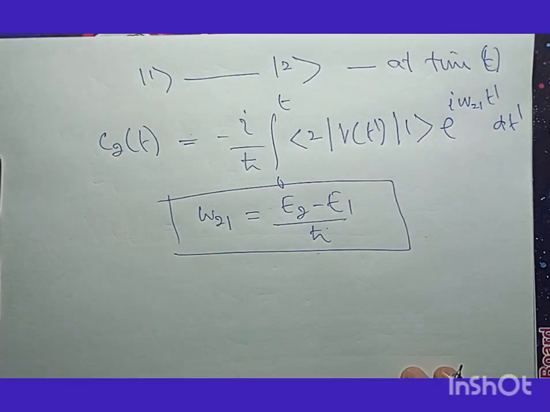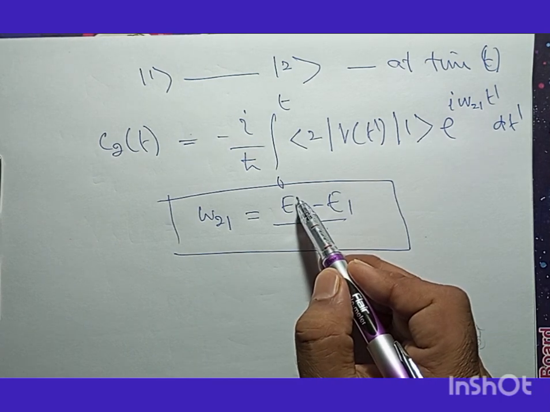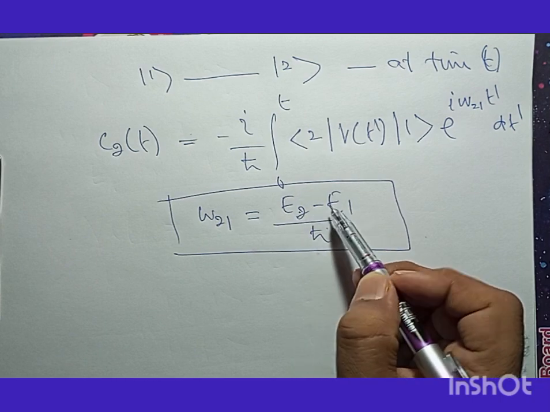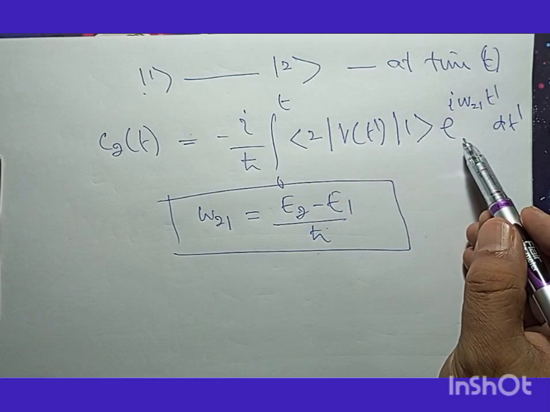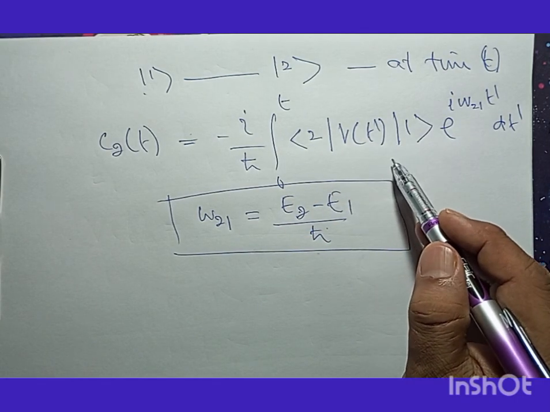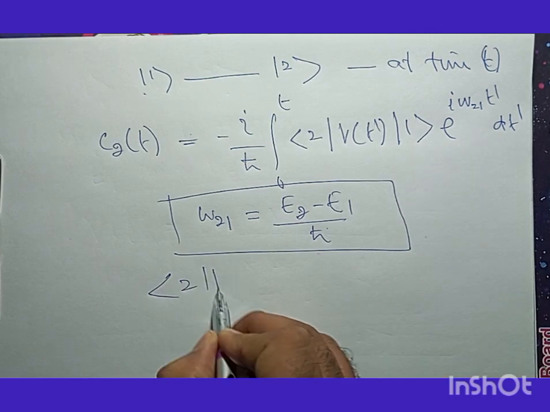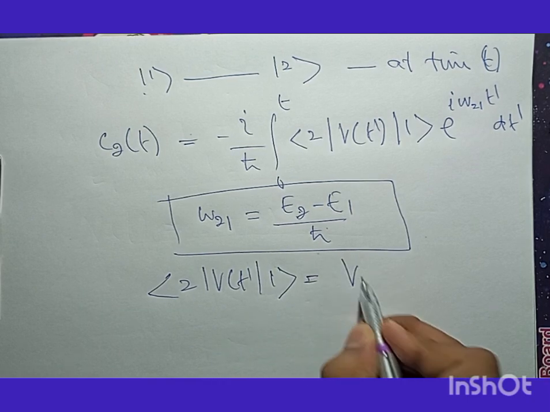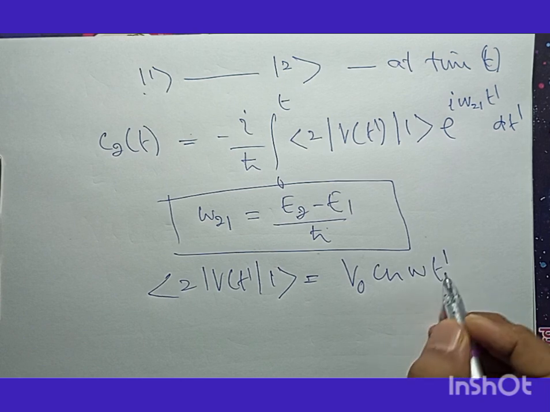And this omega 21 is the angular frequency corresponding to the energy difference between these two states, state 1 and state 2. Now, another important parameter here is this matrix element. What is this matrix element <2|V(t')|1>? This is nothing but V naught cos omega t'.